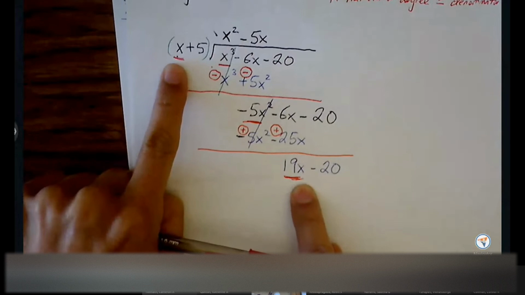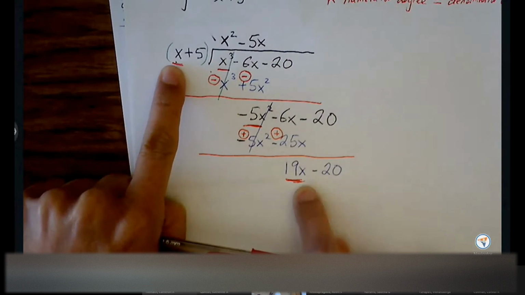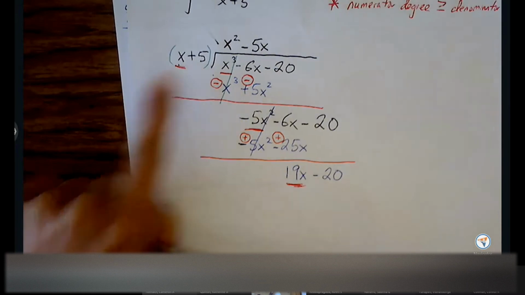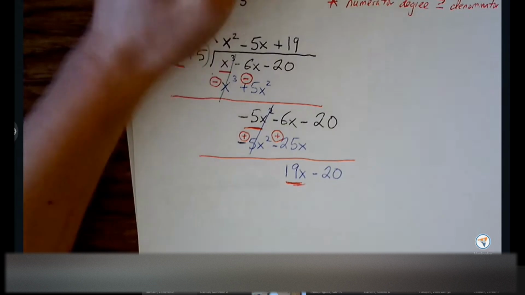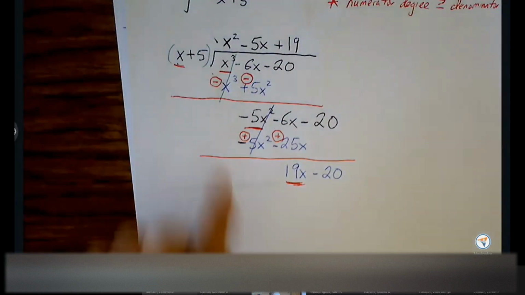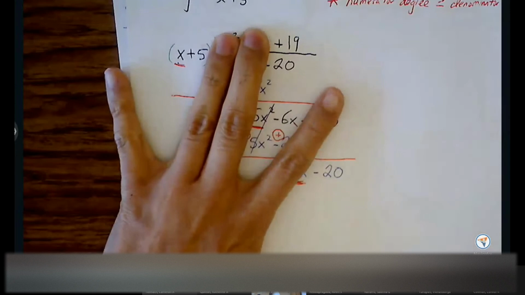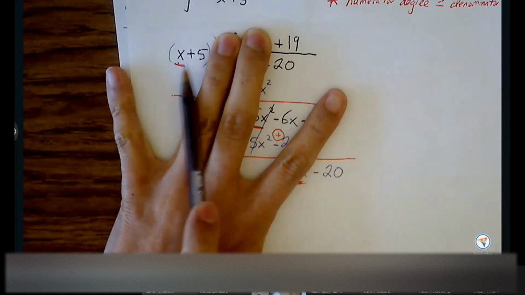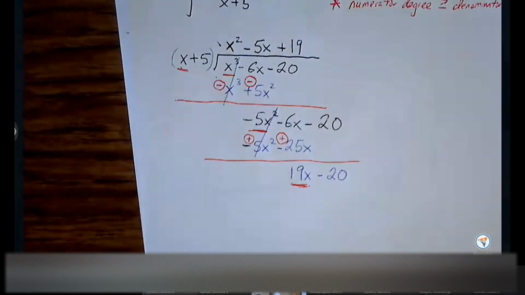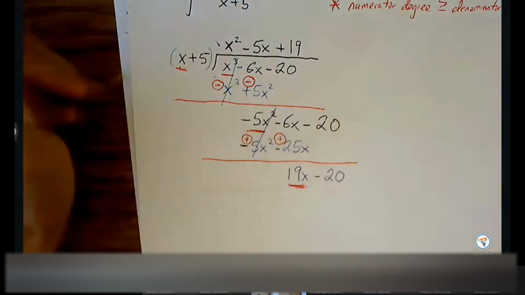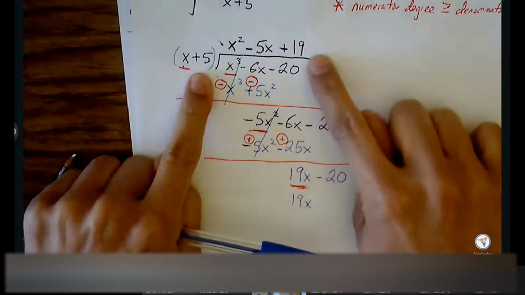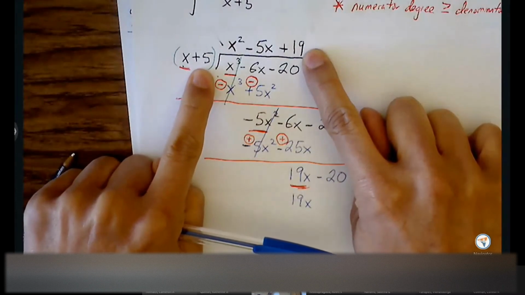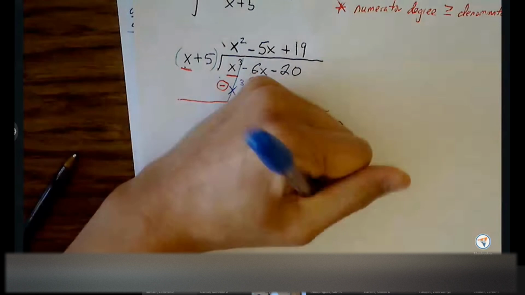We're now looking at x and 19x. x times what gives me 19x? 19. Cover up the x squared and minus 5x. We're done with that. We're just going to distribute the 19 through the x plus 5 and put it below. 19 times x is 19x. 5 times 19. You know that 5 times 20 is 100, so 5 times 19 is just going to be 95.